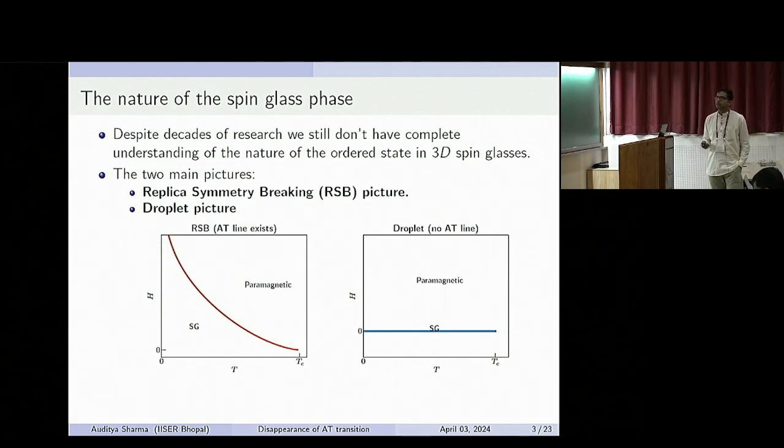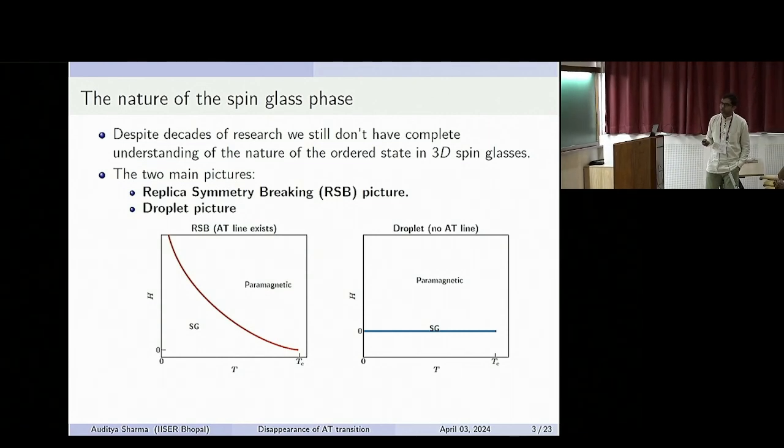A striking feature which one can use to distinguish between these two is whether or not there is the so-called Almeida-Thouless line. The Almeida-Thouless line is a line of phase transitions in the magnetic field-temperature phase diagram, which separates the high temperature, high field paramagnetic phase, where you have replica symmetry, from the low temperature, low field spin glass phase, where the claim is that replica symmetry is broken. As opposed to this, the droplet picture says that there is no spin glass phase if a magnetic field is turned on.